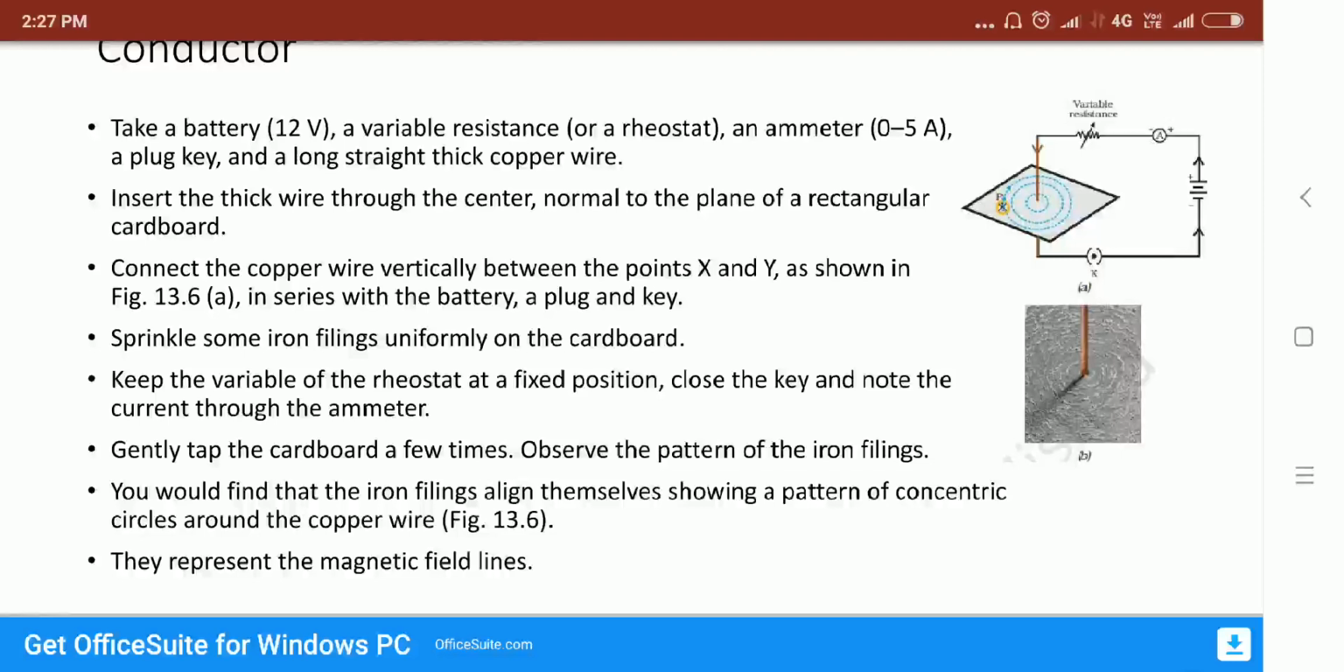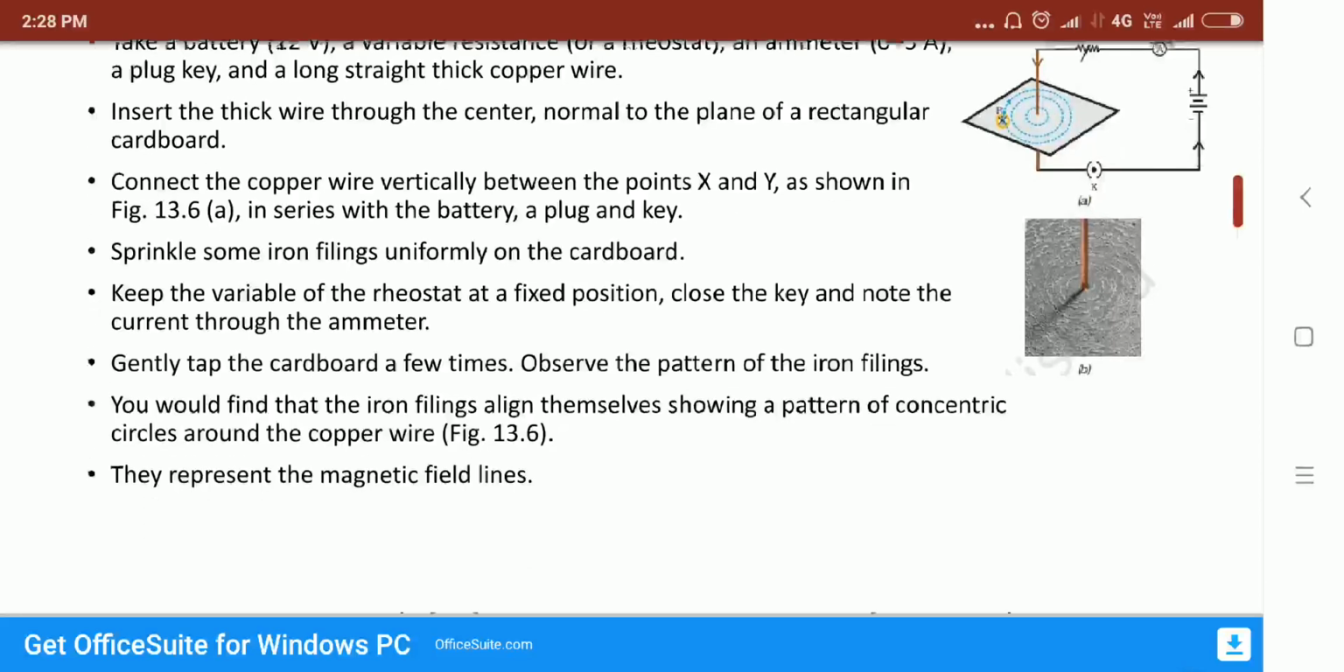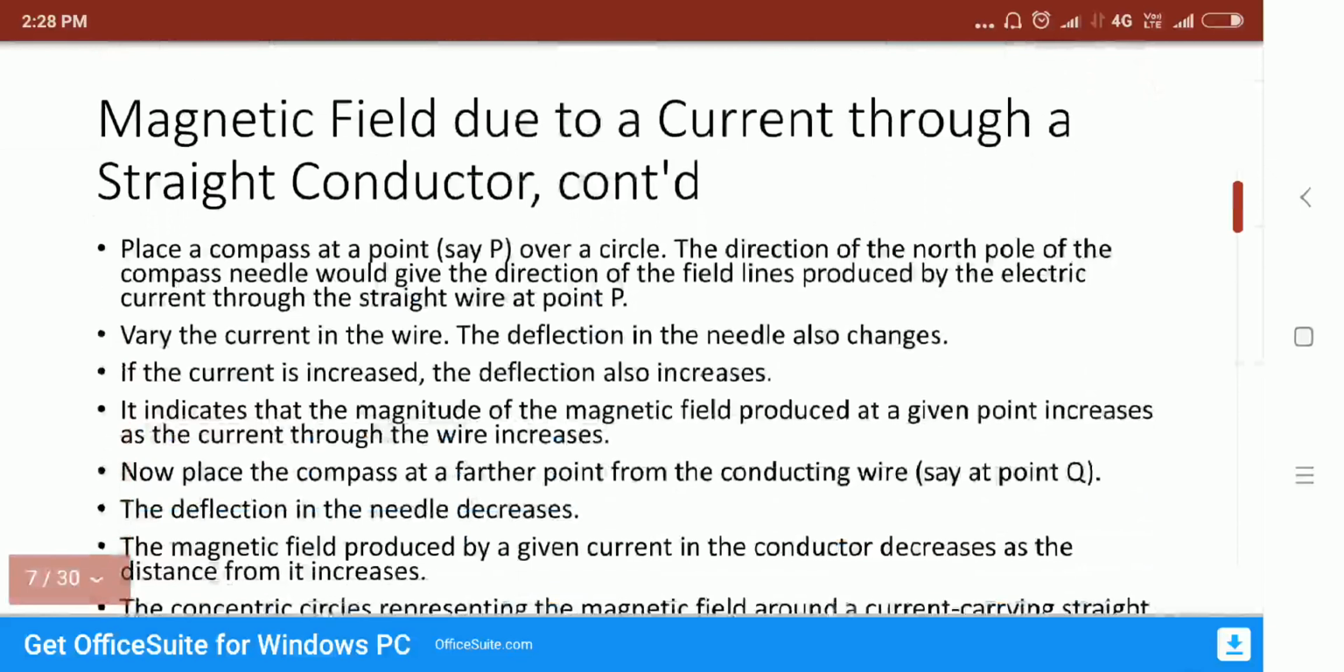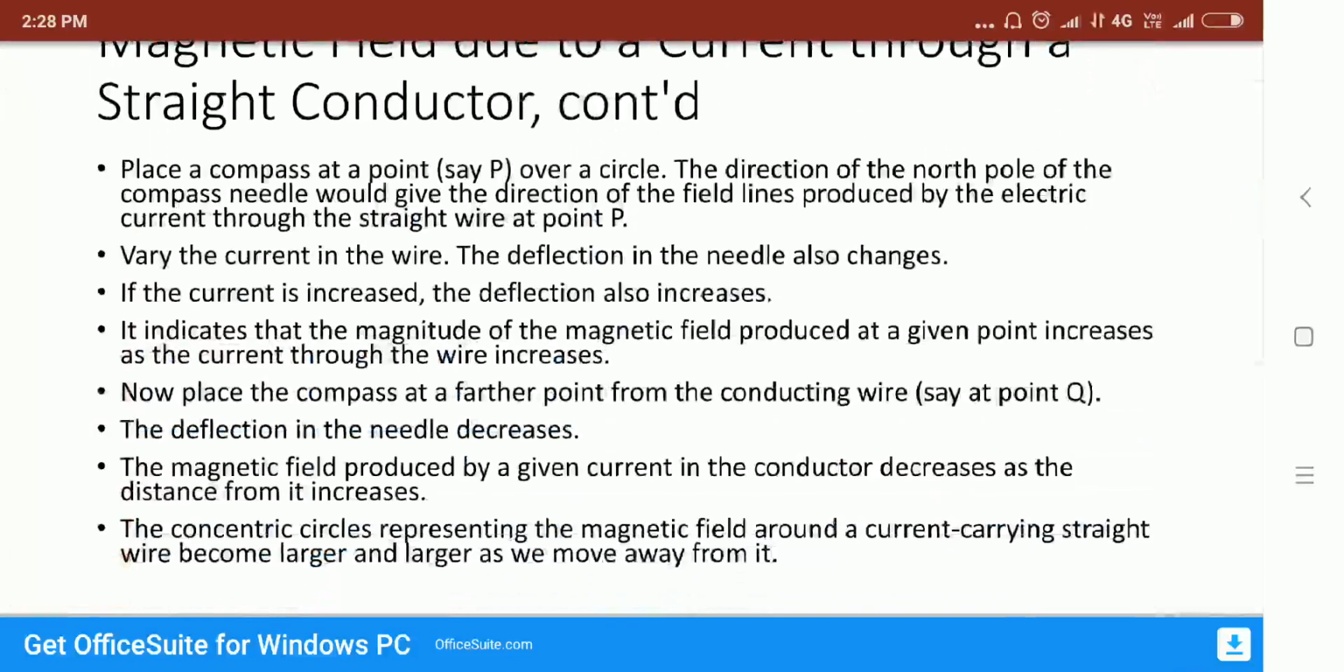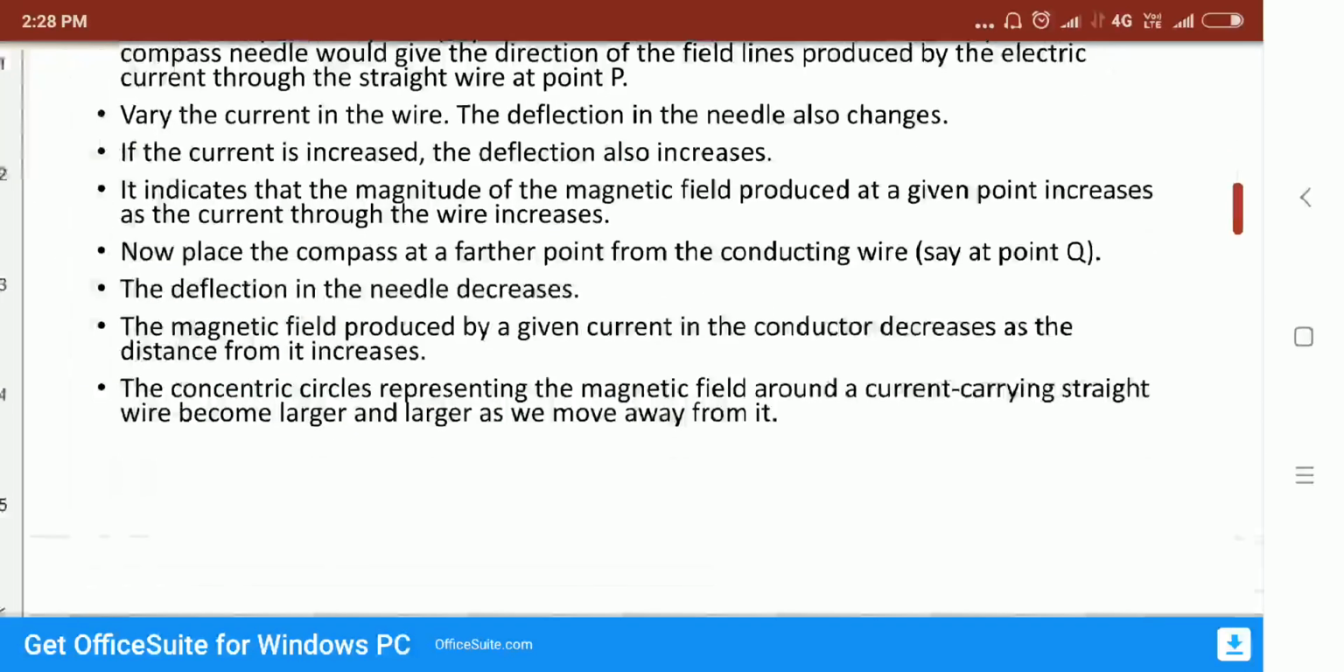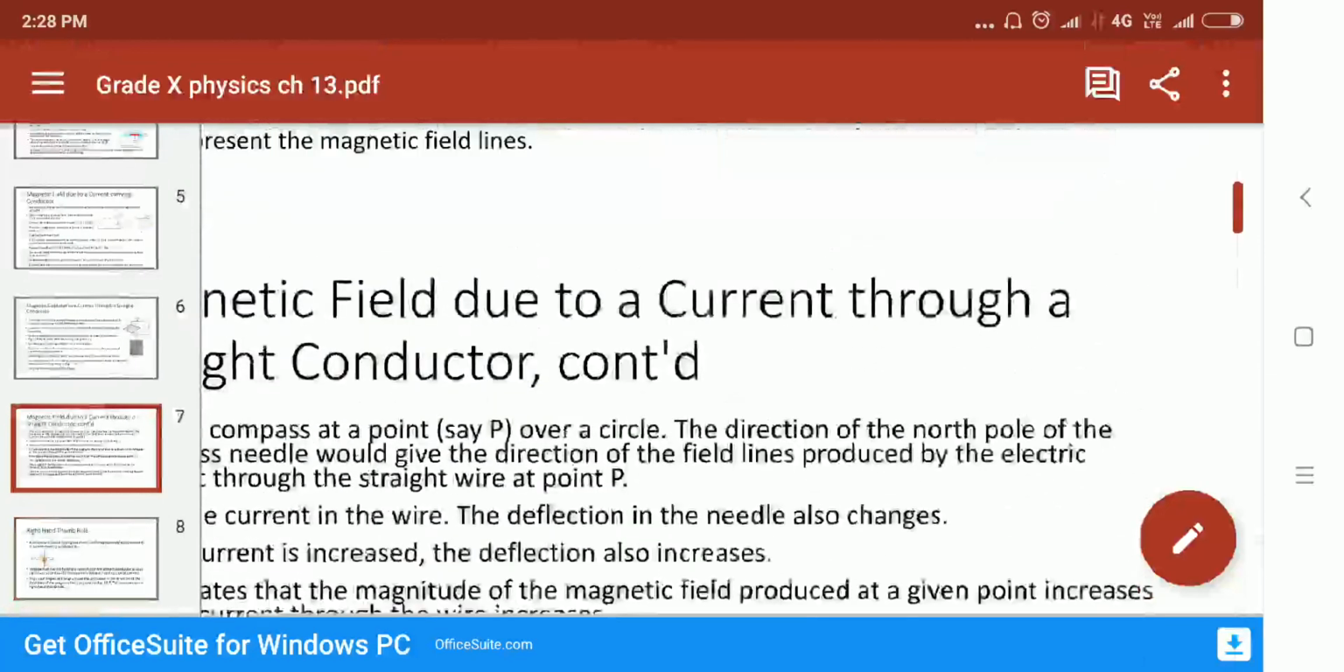The iron filings now form concentric circles around the wire. These concentric circles define the magnetic field lines and the strength of the magnetic field. So while the current is passing through it, we can observe the magnetic field lines and their direction.